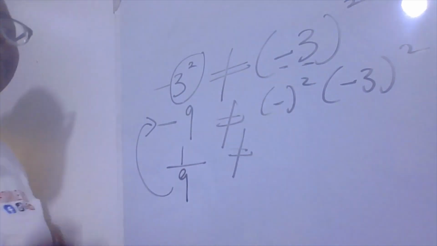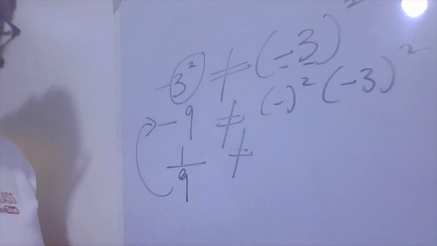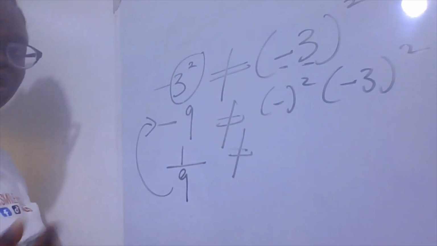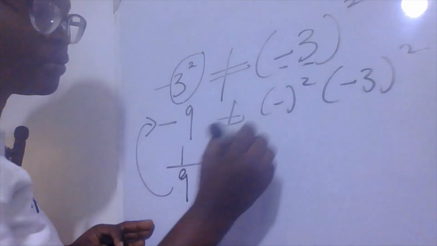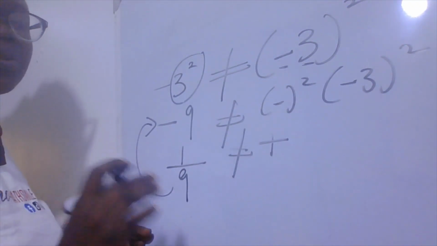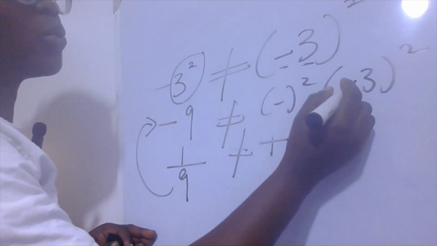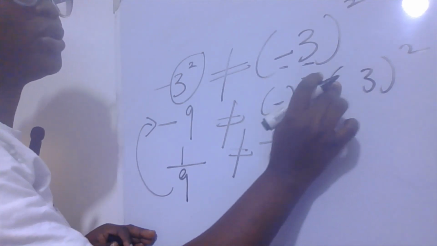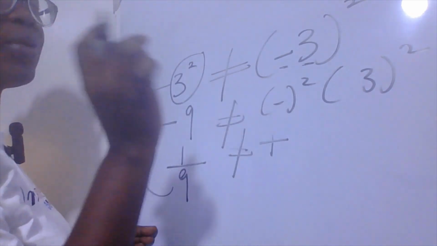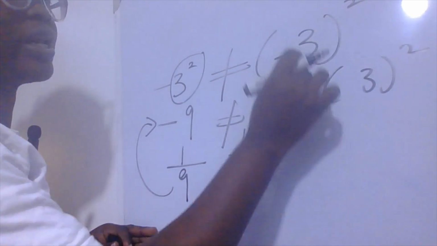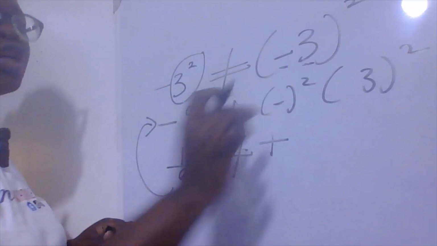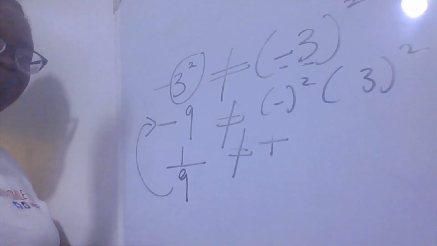So what is positive times positive? Negative times negative, of course, will give us what? Positive. So this is plus. Minus times minus is plus. We don't need to put this minus again because already we have minus squared. This should be 3 squared. Are we good? Great. So we have 3 squared.